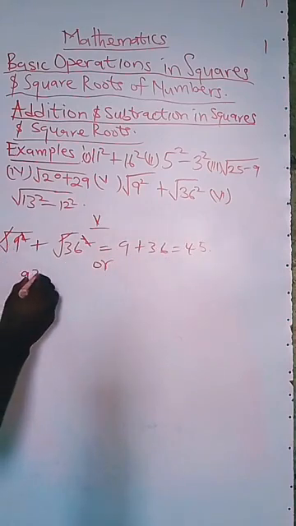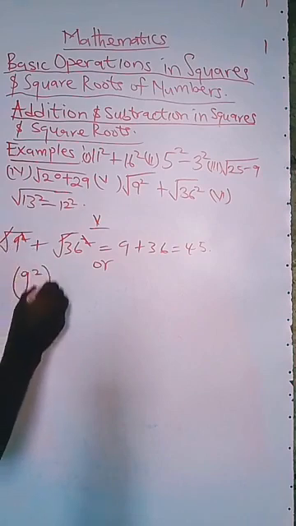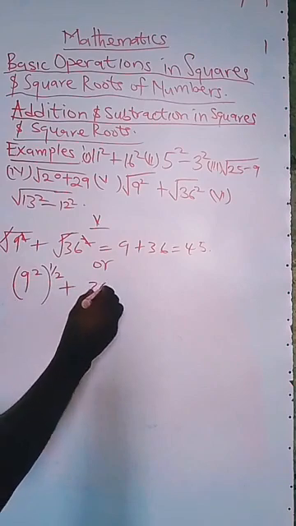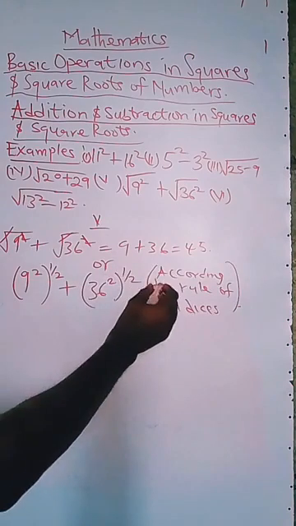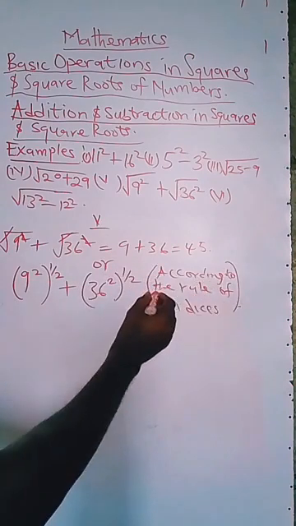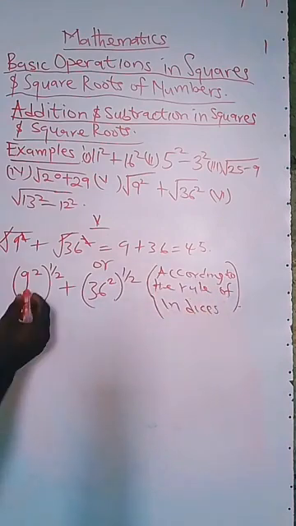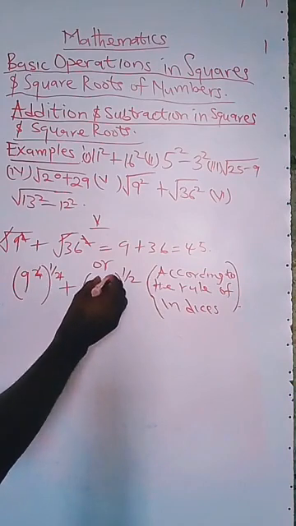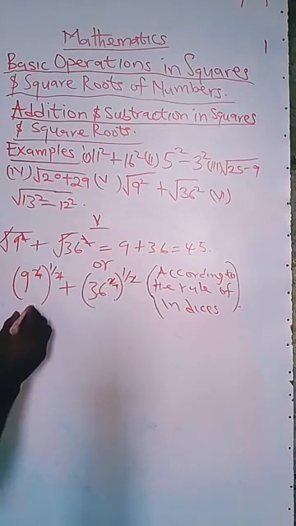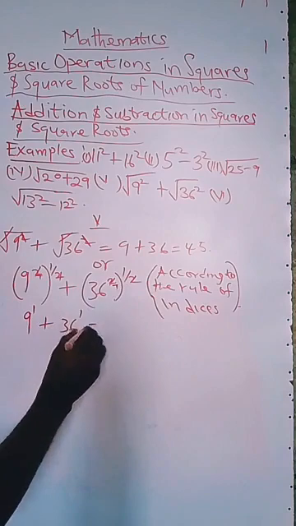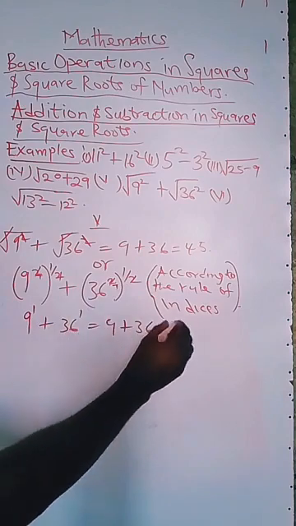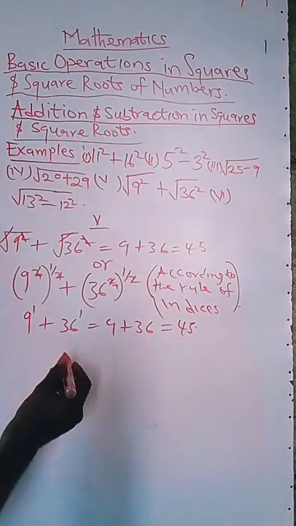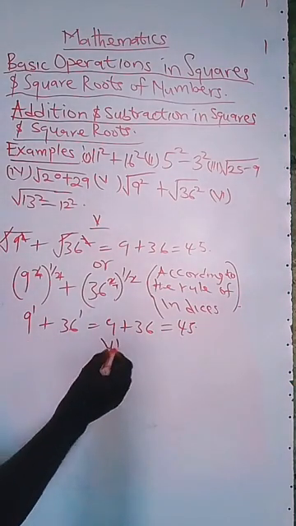9 square, because square root means power of half, raised to power half, plus 36 square raised to power half, according to the rule of indices. So this will cut this 2, this will cut this. So this will be 9 raised to power 1 plus 36 raised to power 1, which is 9 plus 36, which is 45. So let's look at the last question under addition and subtraction.